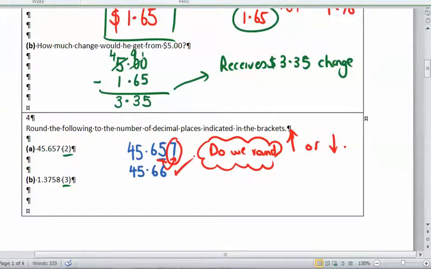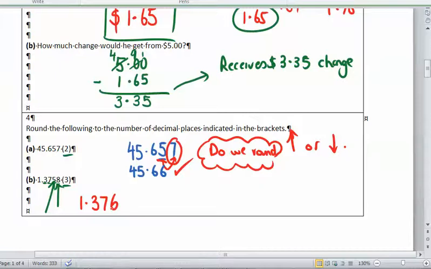Now, really, all you need to do is have the answer. You don't need to show any working there. When we're doing this one to 3 decimal places, 1, 2, 3, we're going to look at this one and then do something to that. That's greater than 5, which means that the third decimal, we then round up. So the answer over here is 1.376.